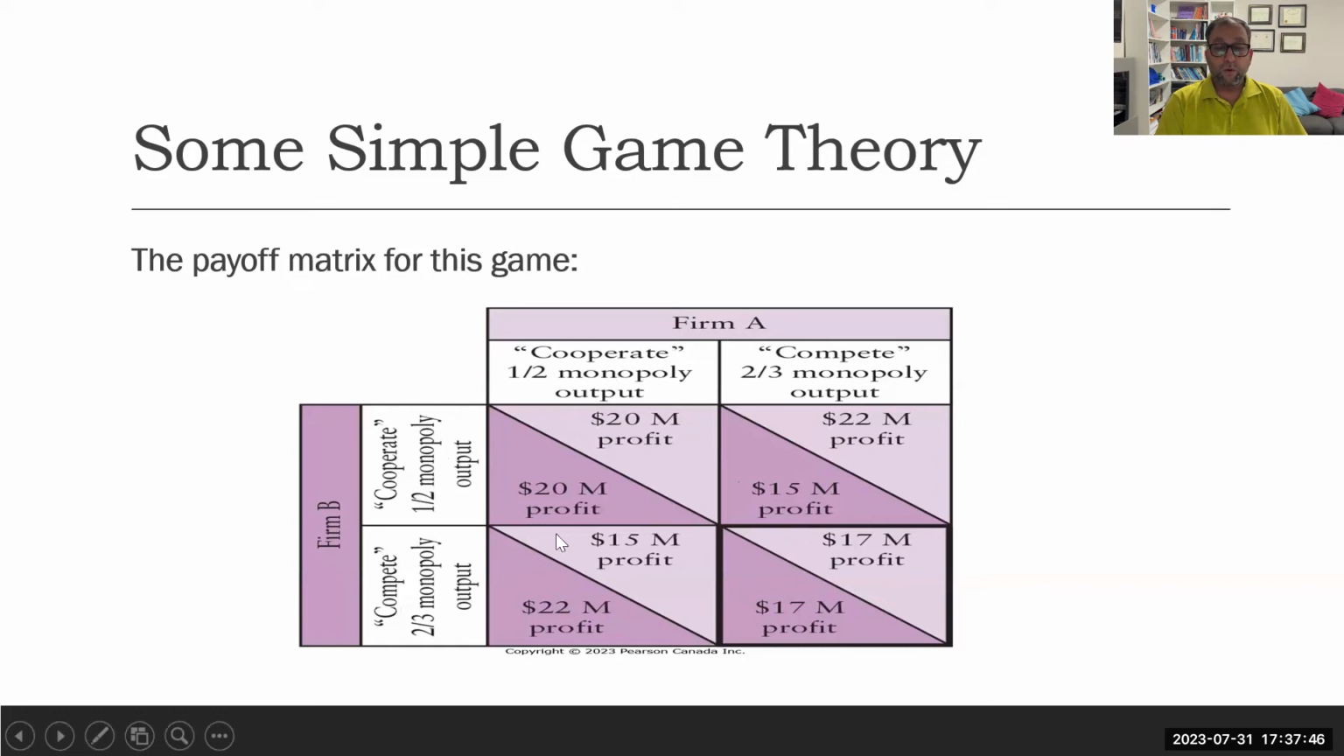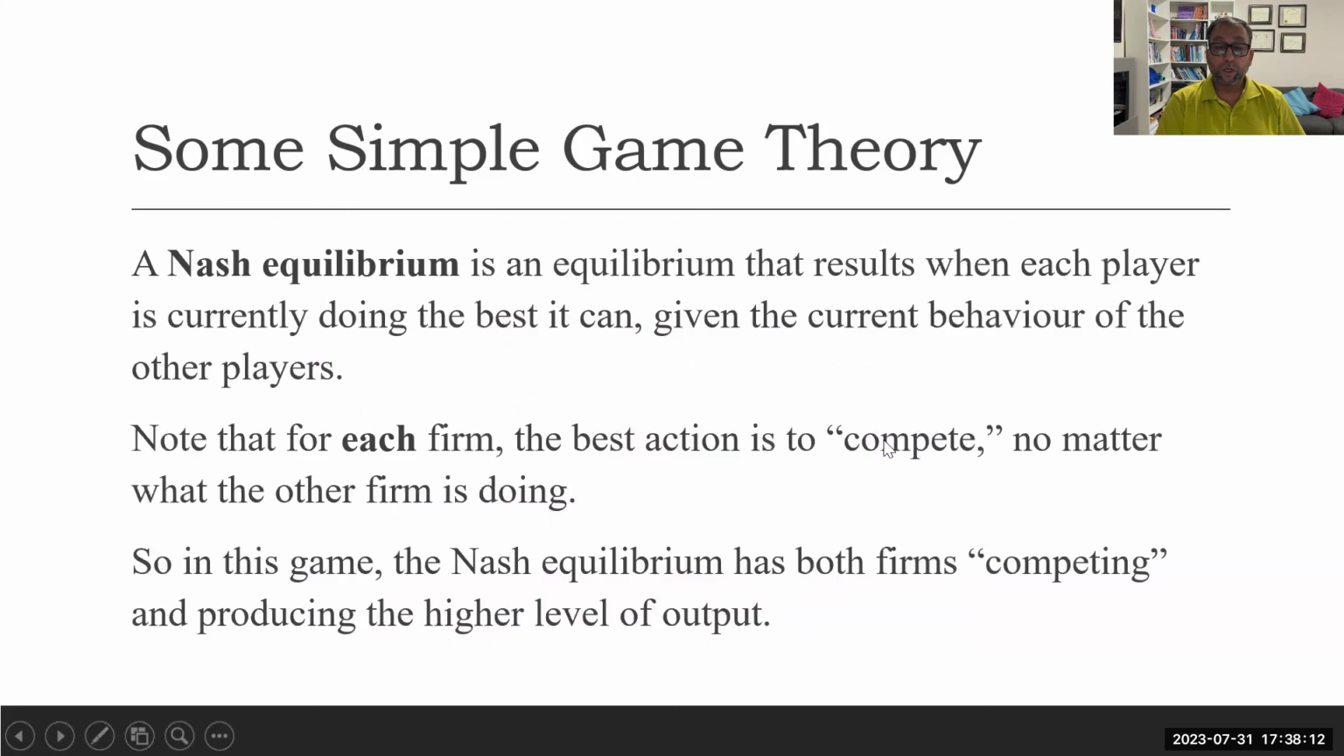When we read this matrix, in the first square, where both players cooperate, the profit is 20 million, 20 million. And when firm A is competing and firm B is cooperating, the profit for firm B, the one who is cooperating, is 15 million, and the one who is competing gets 22 million profit.